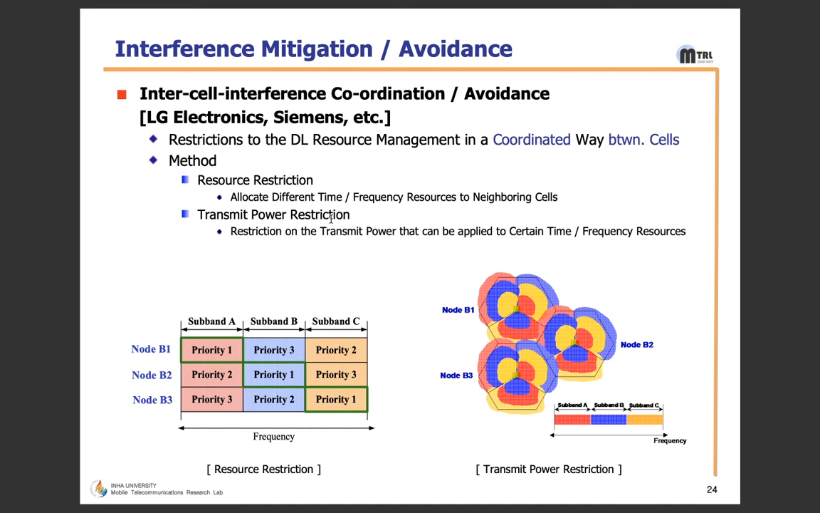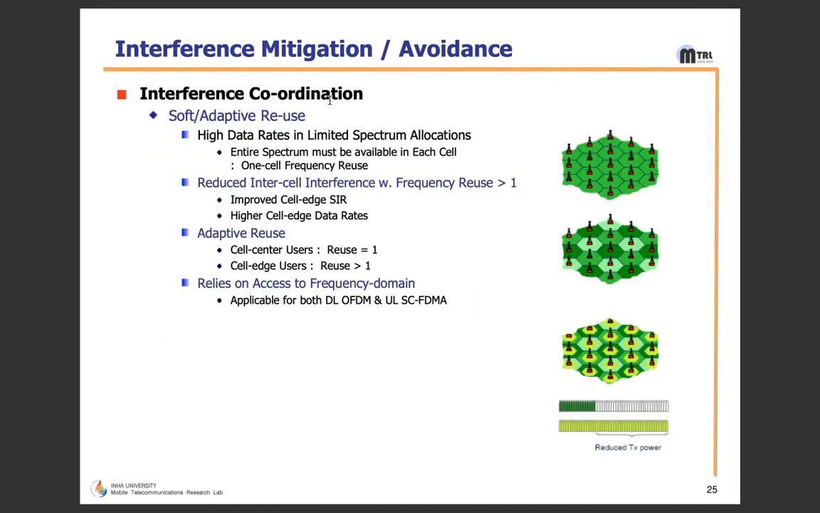And the other one is the transmit power restrictions, which means a restriction on the transmit power that can be applied at certain time and frequency resources. Here are some interference coordination techniques shown in these three categories or these three cases.